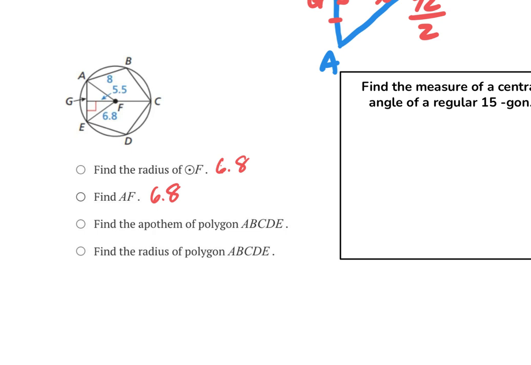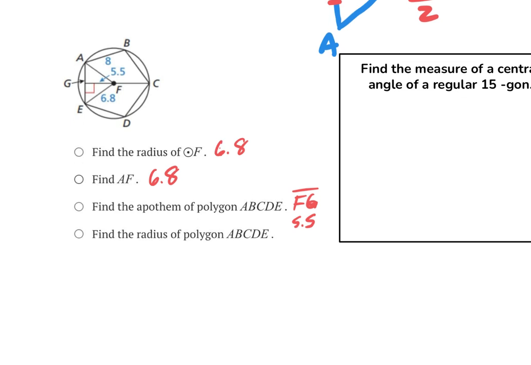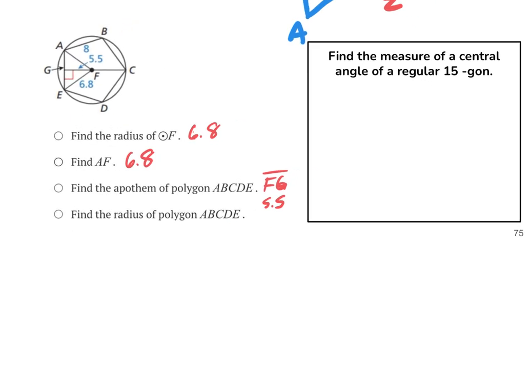Okay, the apothem connects the center to the middle of a side. The one that I have drawn in here, the only one that I've drawn in, even though I would have 5 of them, is this guy right here, and that is 5.5. So FG is my apothem, okay, and it is 5.5. Okay, the radius of the polygon is 6.8. We already said those first 2 that we found were considered the radius.